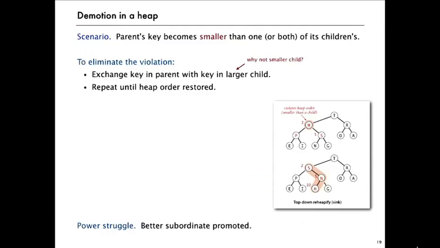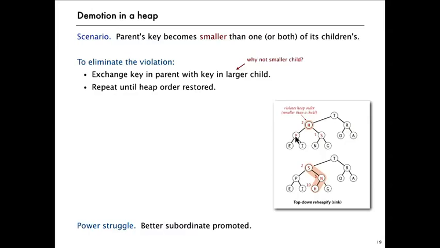Now there's another scenario where a key becomes smaller. So for whatever reason a parent key decreases, it might become smaller than one or both of its children. In this case, the value at position 2 is changed to H for whatever reason, and that's smaller in this case than both its children. So how do we fix that violation? Well, that one's also easy.